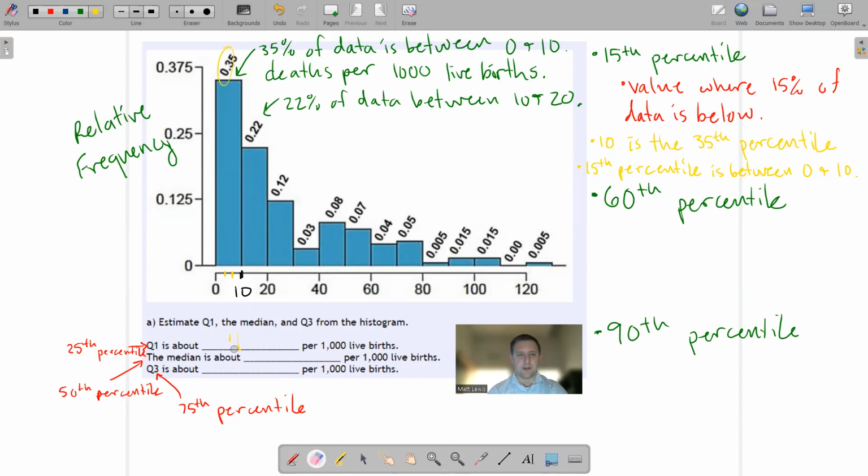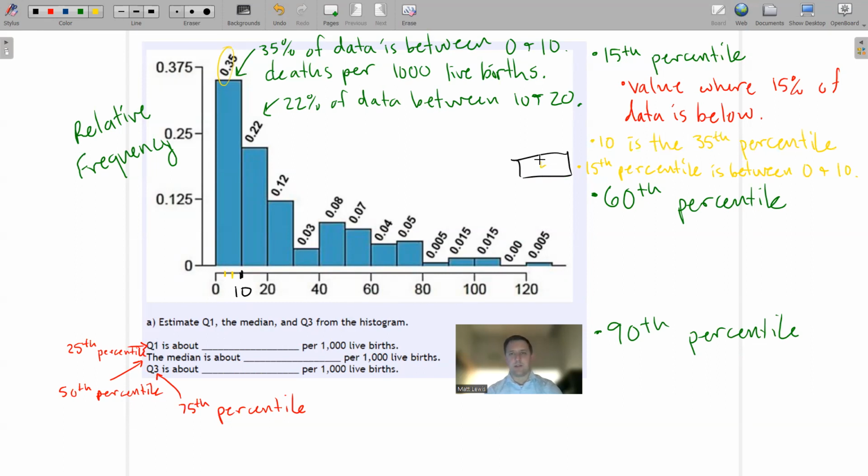Sorry, I'm not going to actually put it there because that's the first quartile. But if I was putting this in an answer blank here, I might put 4. But someone else who put 3 would also get counted correct. So that's how we find the 15th percentile.